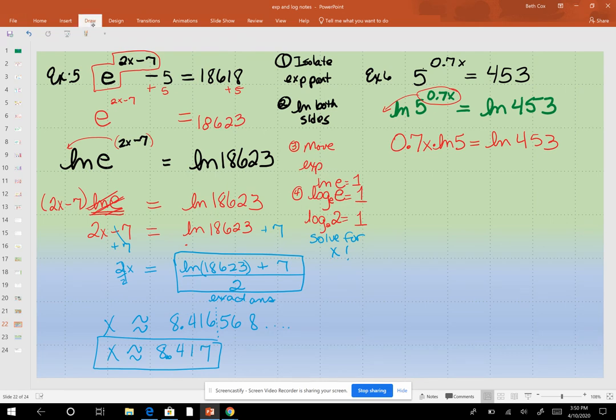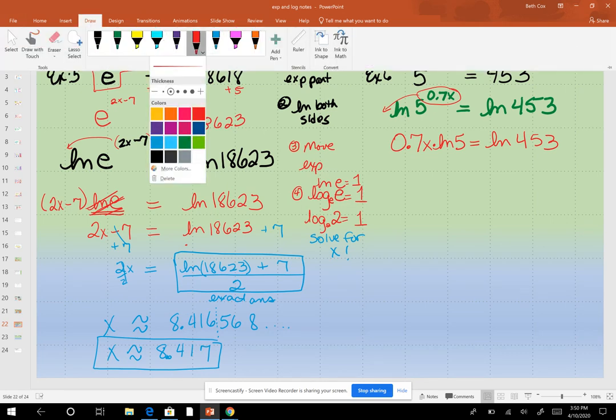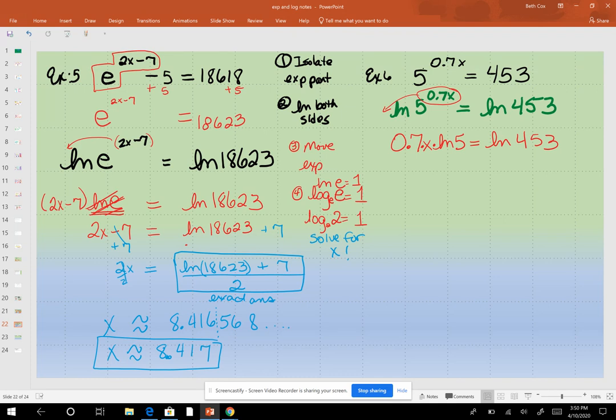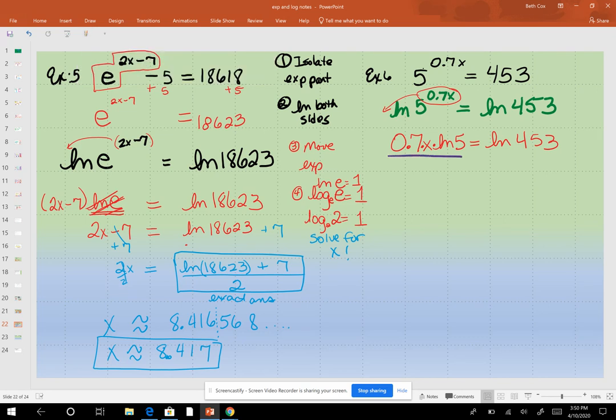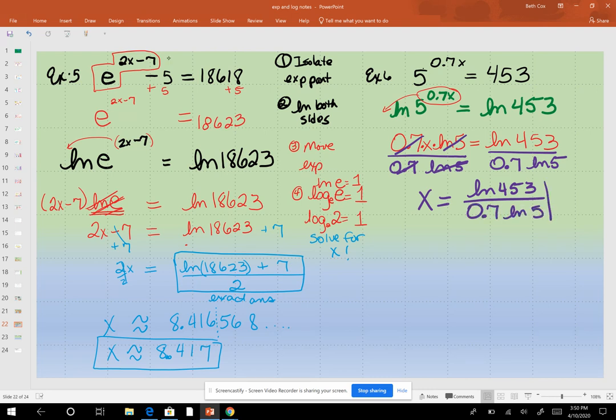Now, we all recognize that x is being multiplied by two things, right? So we basically, to solve for x, we need to divide by those two things. So let's do that. So to get x by itself, I can divide by the 0.7 on both sides, and I can divide by the natural log 5 on both sides. And that gives me my x, and that's my exact answer. That is the exact answer right there.